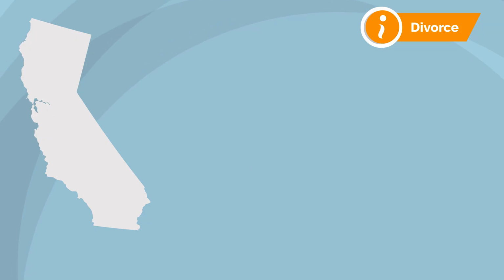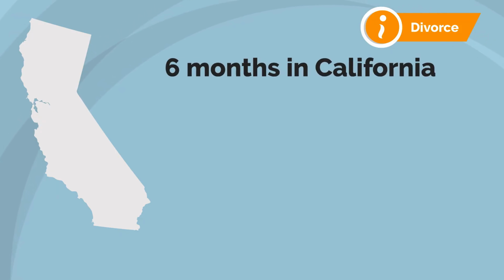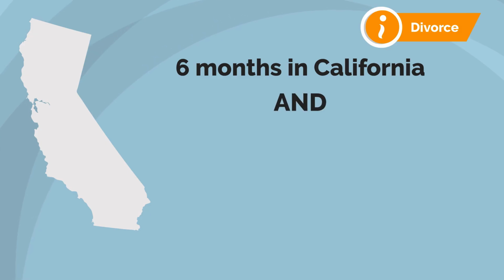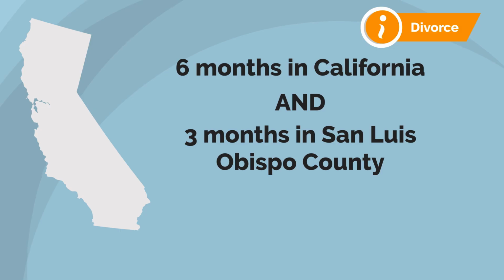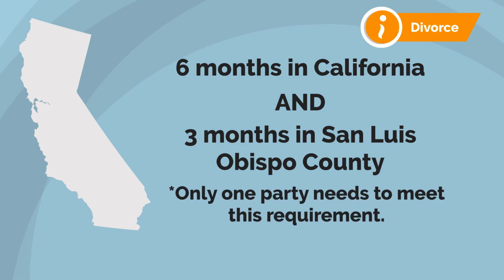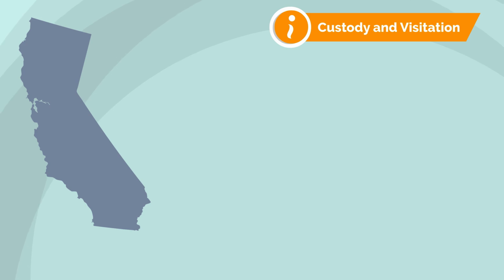There are specific residency requirements that need to be met if the petitioner is filing a divorce case. To file for divorce in San Luis Obispo County, at least one of the parties must have lived in California for at least 6 months, and in San Luis Obispo County for at least 3 months prior to filing. If neither party meets this requirement, they will need to wait to file in San Luis Obispo County until they do, or they can choose to file in a county where one of them does meet the residency requirement. There are also residency requirements that must be met before court orders can be made regarding child custody and visitation.